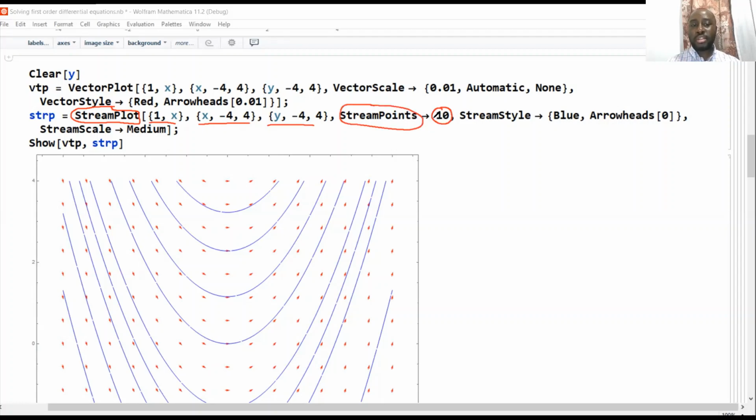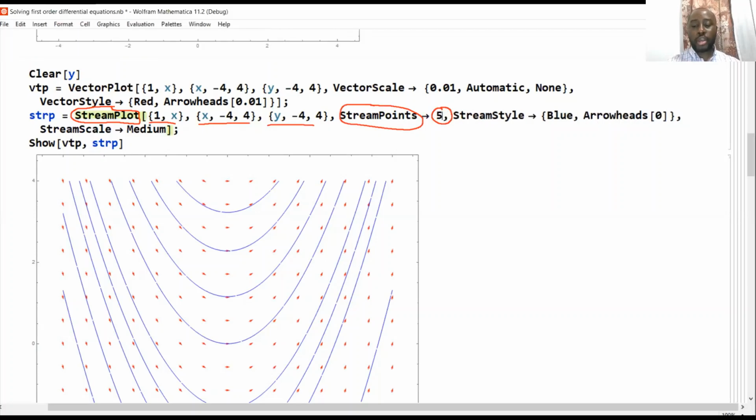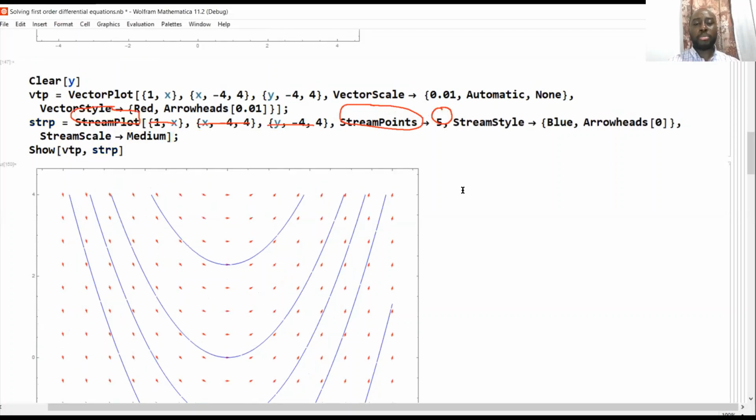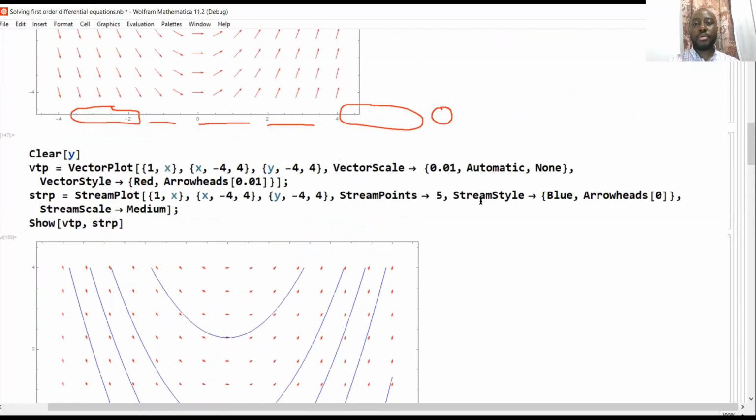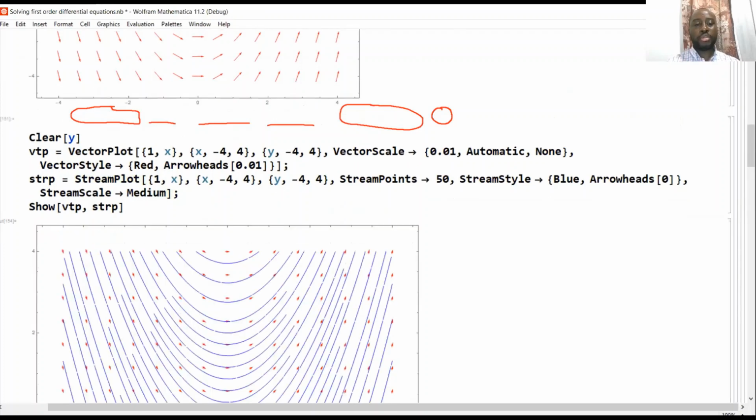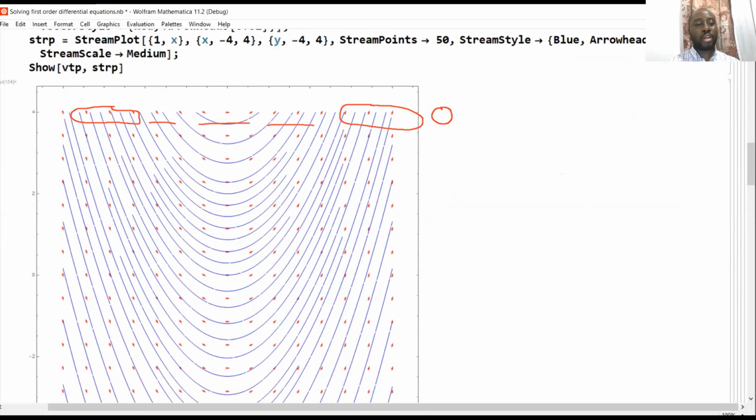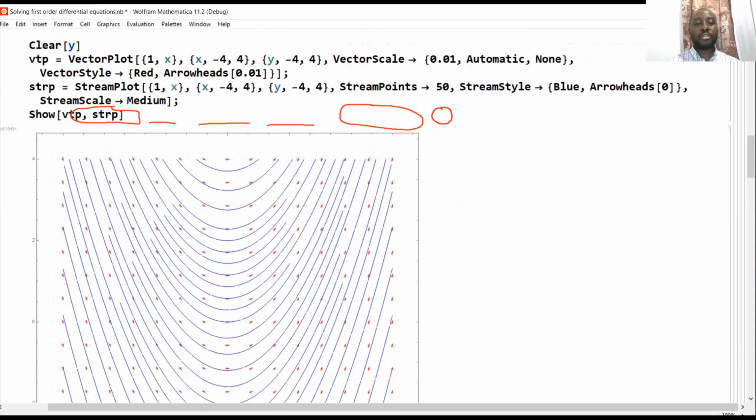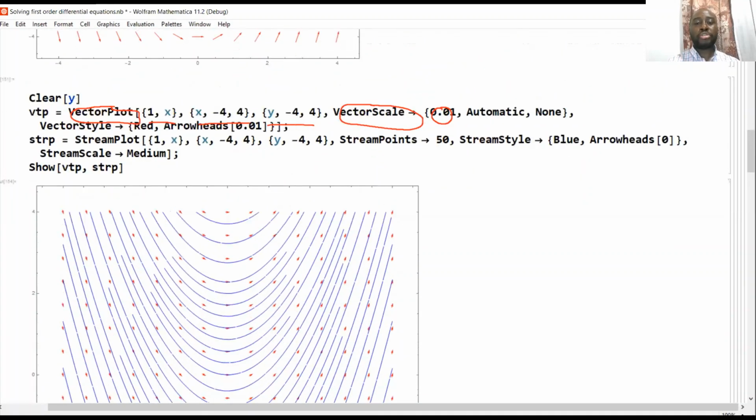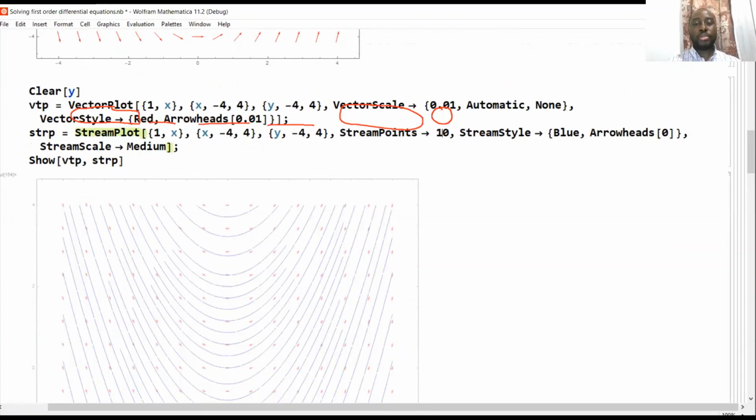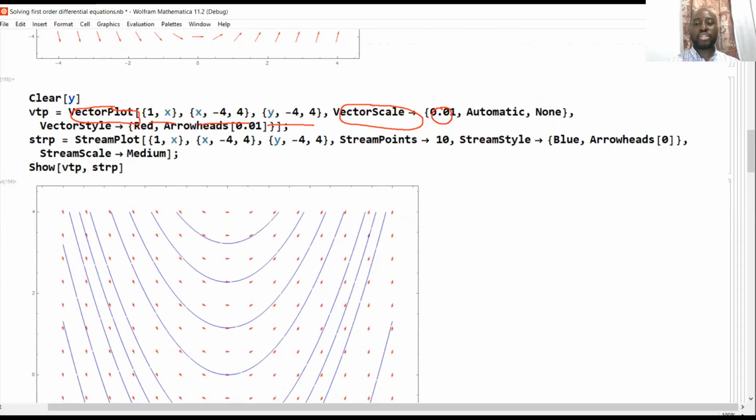Remember, this is the whole family of solutions. All right. So I can decide that, okay, I don't want to see 10, I just want to see 5. I can change this to 5, and then it's going to show me just 5 solution curves. Or I can say that I want to see 50, and it's going to show me 50 solution curves. And that almost looks like a fingerprint. Okay, cool. So you can control how many solution curves you want to see by just changing the StreamPoints option.